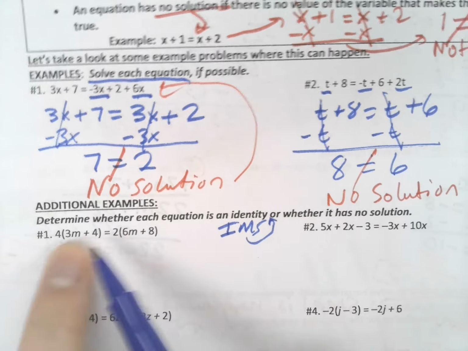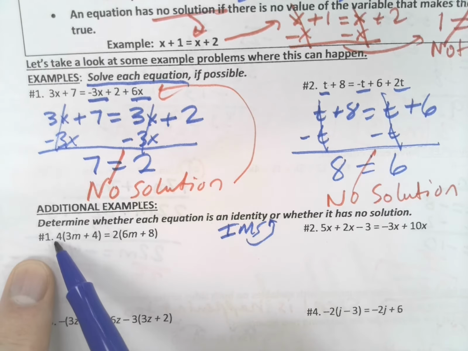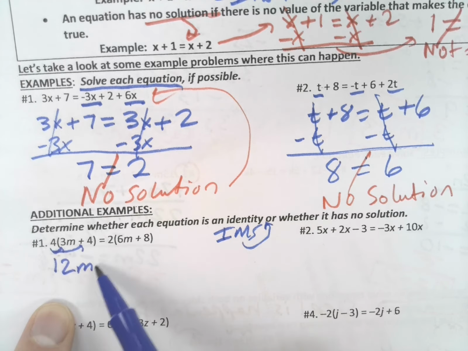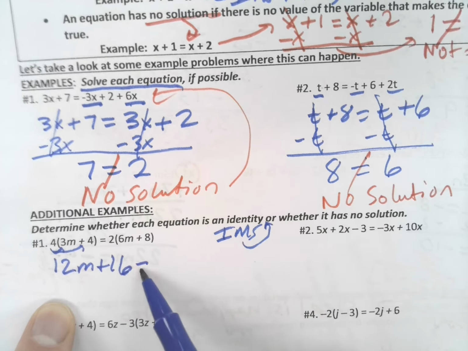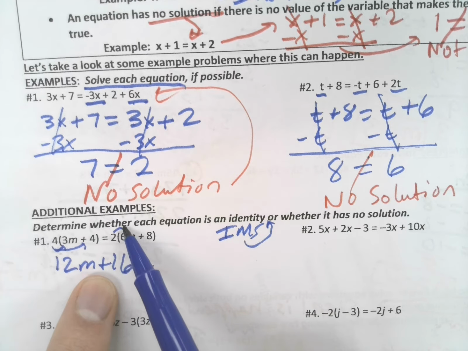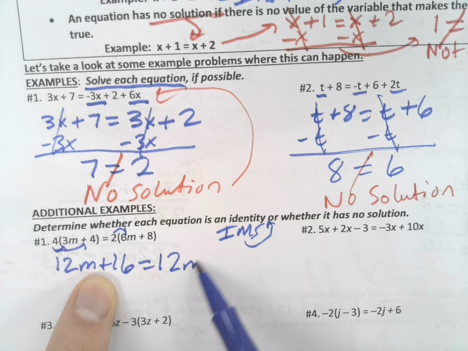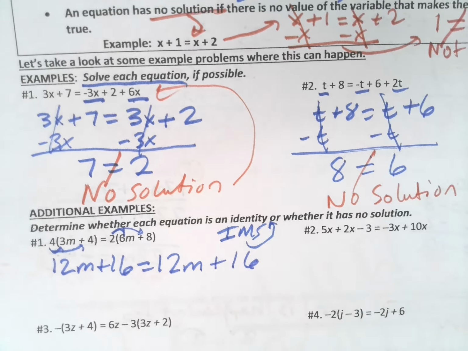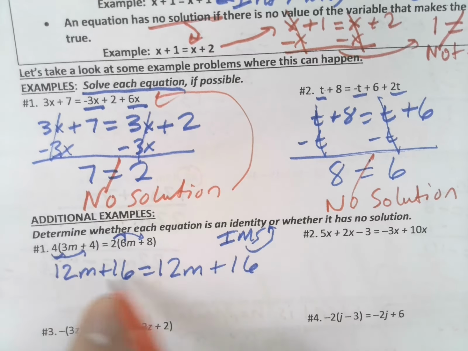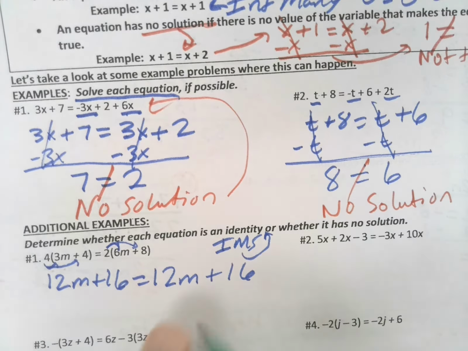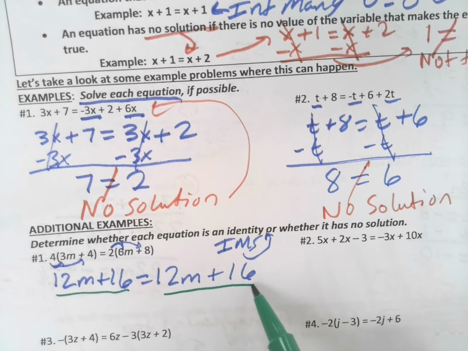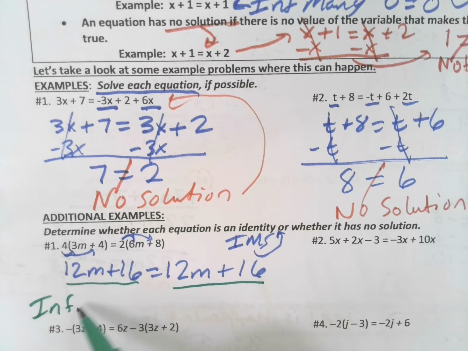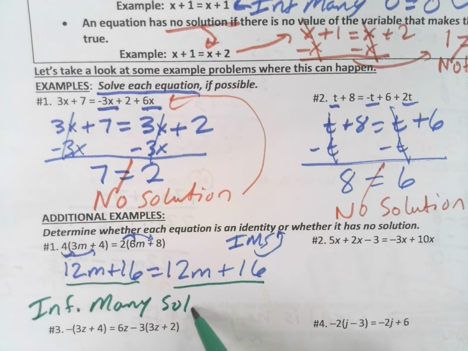So step 1, all right, we got some parentheses. Let's go. 4 times that, 4 times that. 12m, 4 times 4 plus 16 equals 2 times 6m, that's 12m. 2 times 8 plus 16. Hey, check it out. The left side is the same thing as the right side. They're the same thing. If you see that, we have infinitely many solutions.